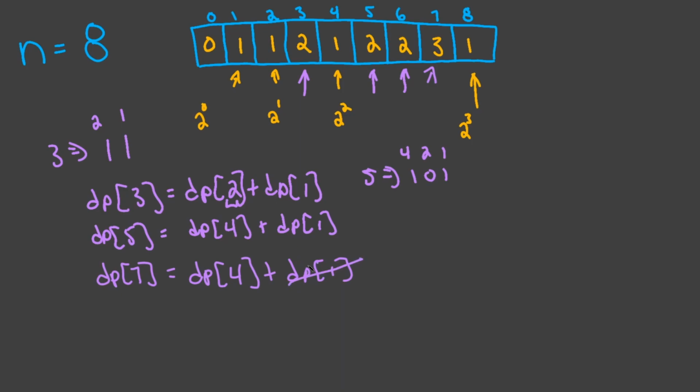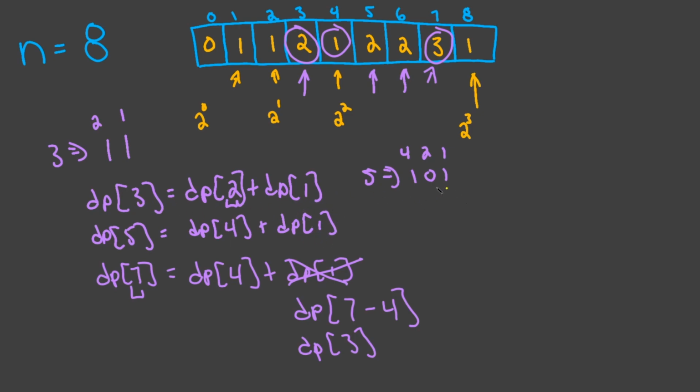Well, instead of dp of 1, we can say that this is instead dp of 7, which is our current iteration, minus the most significant bit, which is 4. And that will give us a dp of 3. And then this would equal 3, because dp of 4 is 1 and dp of 3 is 2. So 1 plus 2 would give us the 3 here at 7. And this also holds true for the previous examples. So for 5, we have dp of 4 plus dp of 5 minus 4, which would be dp of 1. And same thing for 3.